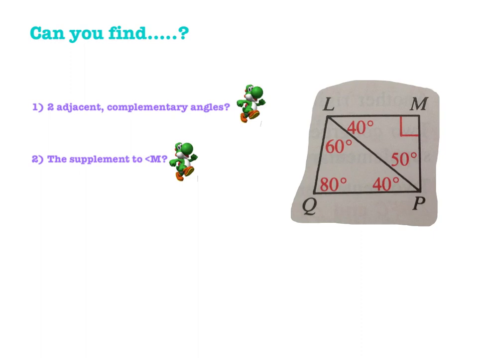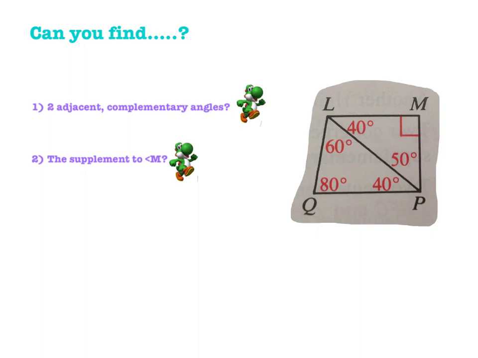Okay. So here we're going to play a game, Can You Find? The first thing I'd like you to do is to write down these two questions. In this diagram, can you find two adjacent complementary angles? And can you find the supplement of angle M? Once you've done that, you're going to write out what they are, so angle LMP or whatever. Pause the video right about now, and when you think you have your two answers, unpause and see if you're right.